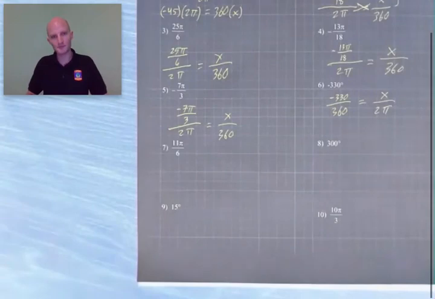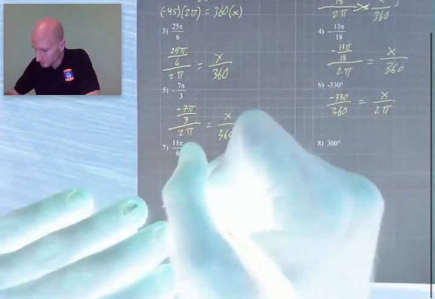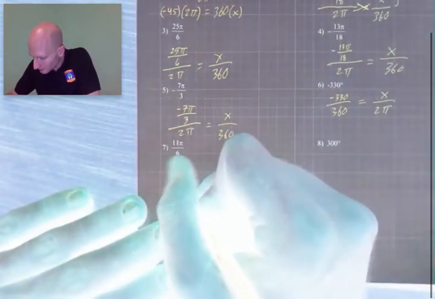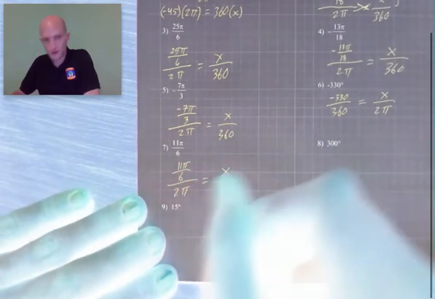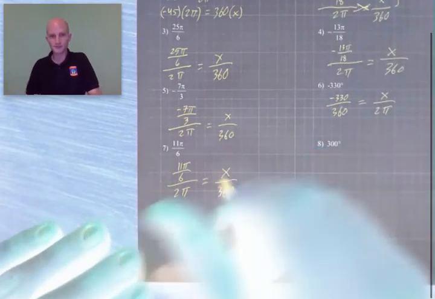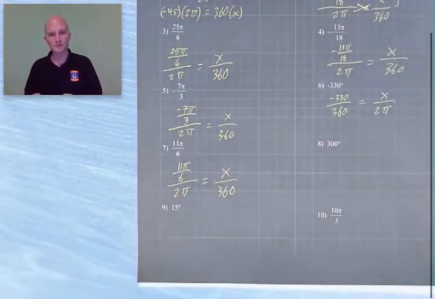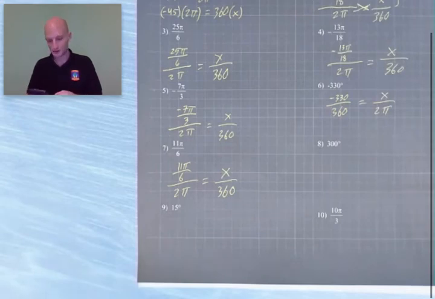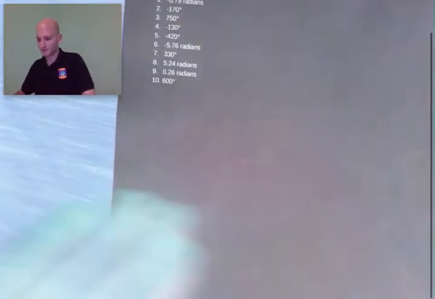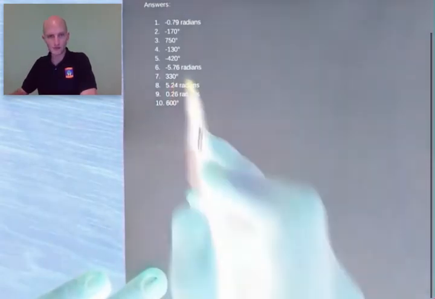Number 7. 11 pi over 6 over 2 pi equals what over 360? Right? So 11 pi divided by 6 times 360 divided by 2 pi. I get 330 for number 7. 330. Boom. 3 more.